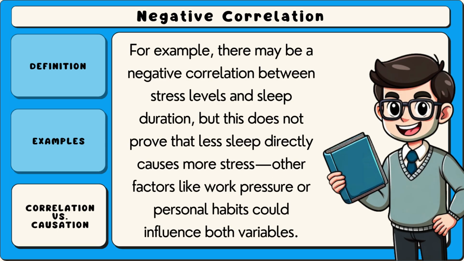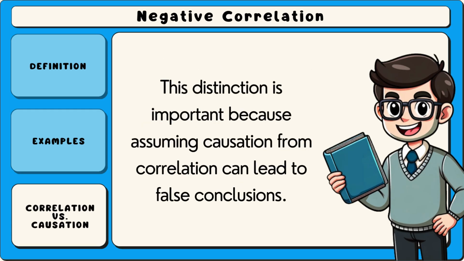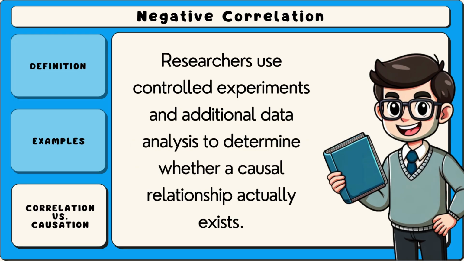For example, there may be a negative correlation between stress levels and sleep duration. But this does not prove that less sleep directly causes more stress. Other factors like work pressure or personal habits could influence both variables. This distinction is important because assuming causation from correlation can lead to false conclusions. Researchers use controlled experiments and additional data analysis to determine whether a causal relationship actually exists.